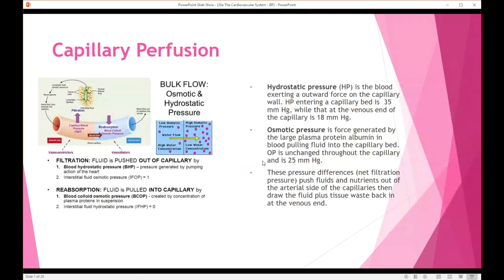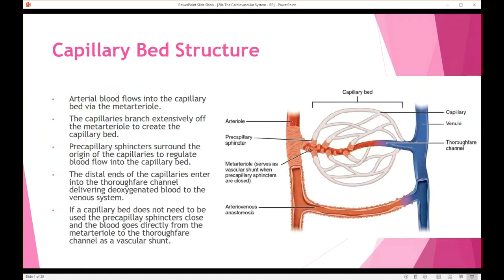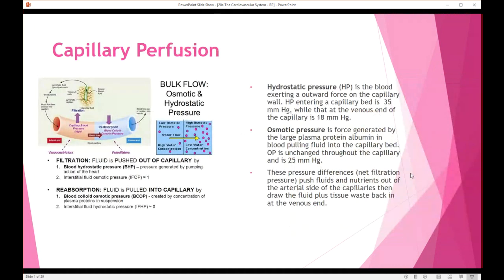So what is capillary perfusion? Well, let's just talk about some different pressures first. So we have hydrostatic pressure. Hydrostatic pressure is the blood exerting the outward force on the capillary wall. Okay, so hydrostatic pressure that enters into that capillary bed is about 35 millimeters of mercury, while at the venous end, the capillary is about 18 millimeters of mercury. Okay, so here, 35 millimeters of mercury, and over here, 18 millimeters of mercury of hydrostatic pressure.